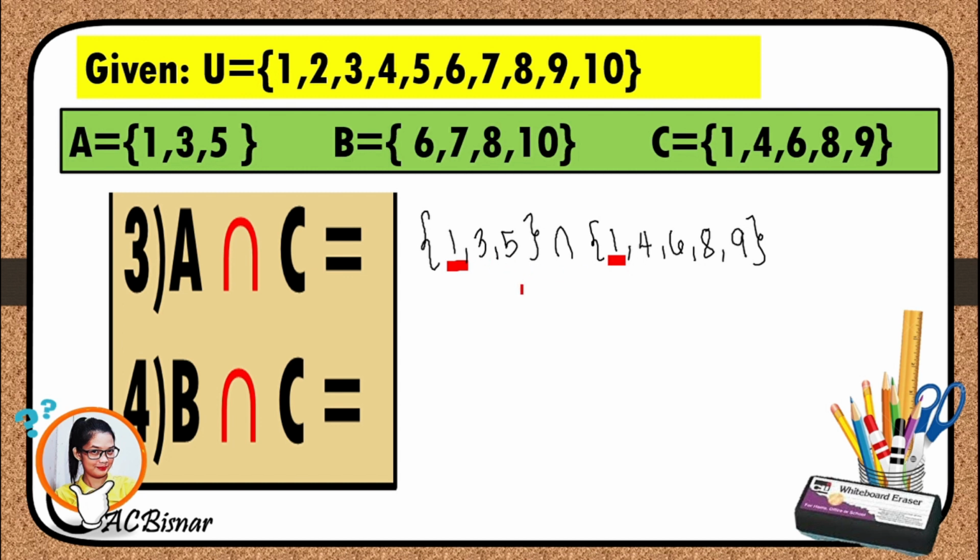Well, aside from 1, are there any other elements common to them? Do we have 3? There's no 3. Do we have 5? There's no 5. Well, from here, we can say that the intersection of A and C is 1. So, let us write our answer.